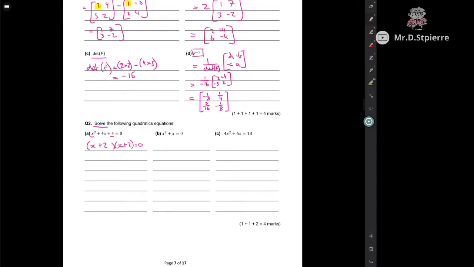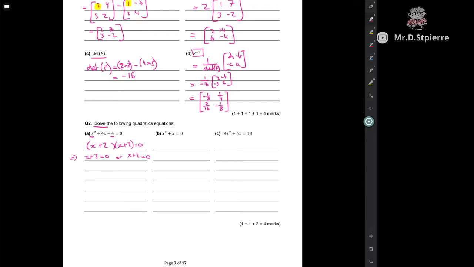And we can use the null factor law, which says that if we have two brackets multiplied, or any two terms or expressions that multiply together and give 0, then one or the other must equal 0. So we can follow on and say that x plus 2 must equal 0, or, and we've got a repeated bracket, but I'm just going to write it for full working out just so you can see.